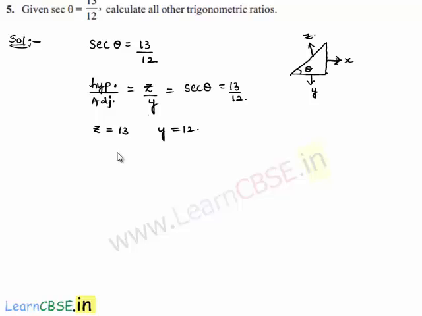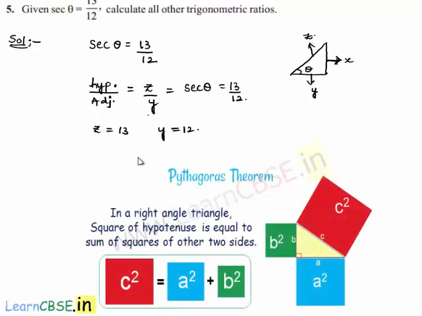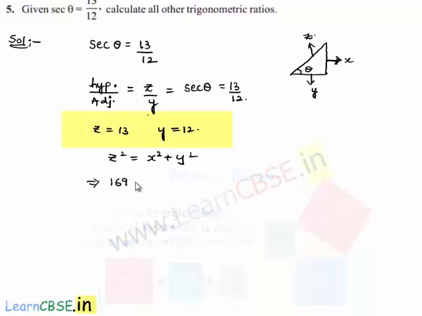Now by applying the Pythagoras theorem to the triangle, we get z square, that is hypotenuse square, is equal to the sum of squares of the other two sides, that is x square plus y square, which implies z square, here 13 square, which is nothing but 169, is equal to x square plus y square, where y square is 12 square, that is 144, which implies x square is equal to 169 minus 144, that is nothing but 25.